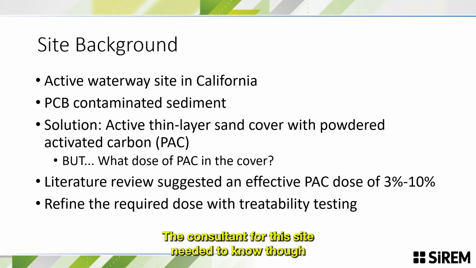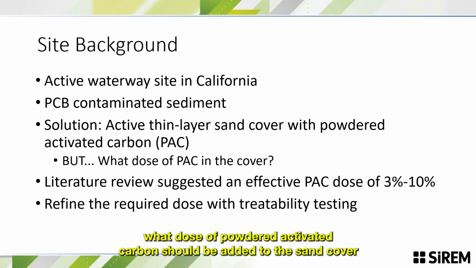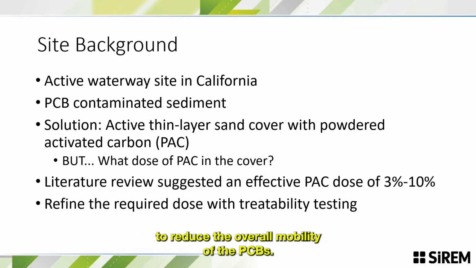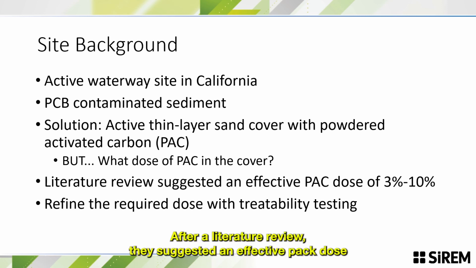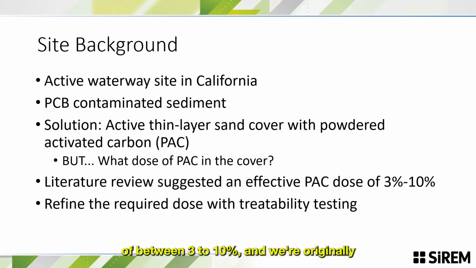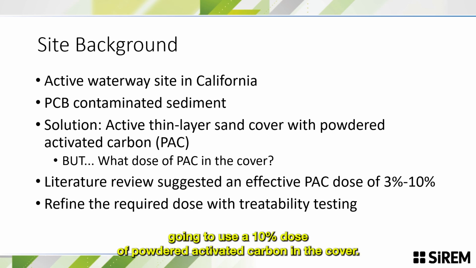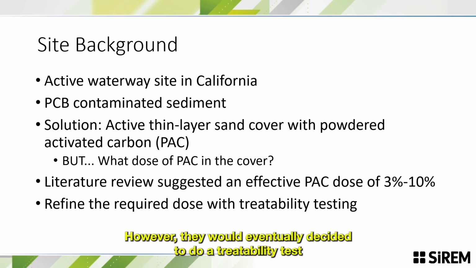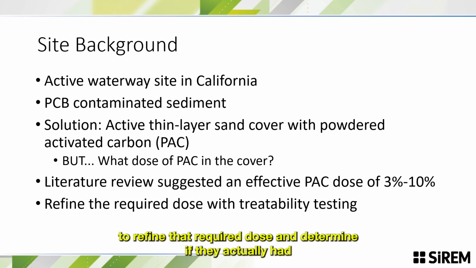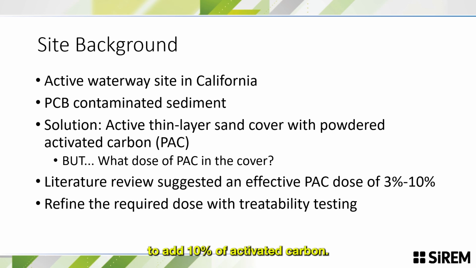The consultant for this site needed to know, though, what dose of powdered activated carbon should be added to the sand cover to reduce the overall mobility of the PCBs. After literature review, they suggested an effective PAC dose of between 3 to 10%, and were originally going to use a 10% dose of powdered activated carbon in the cover. However, they eventually decided to do a treatability test to refine that required dose and determine if they actually had to add 10% of activated carbon.